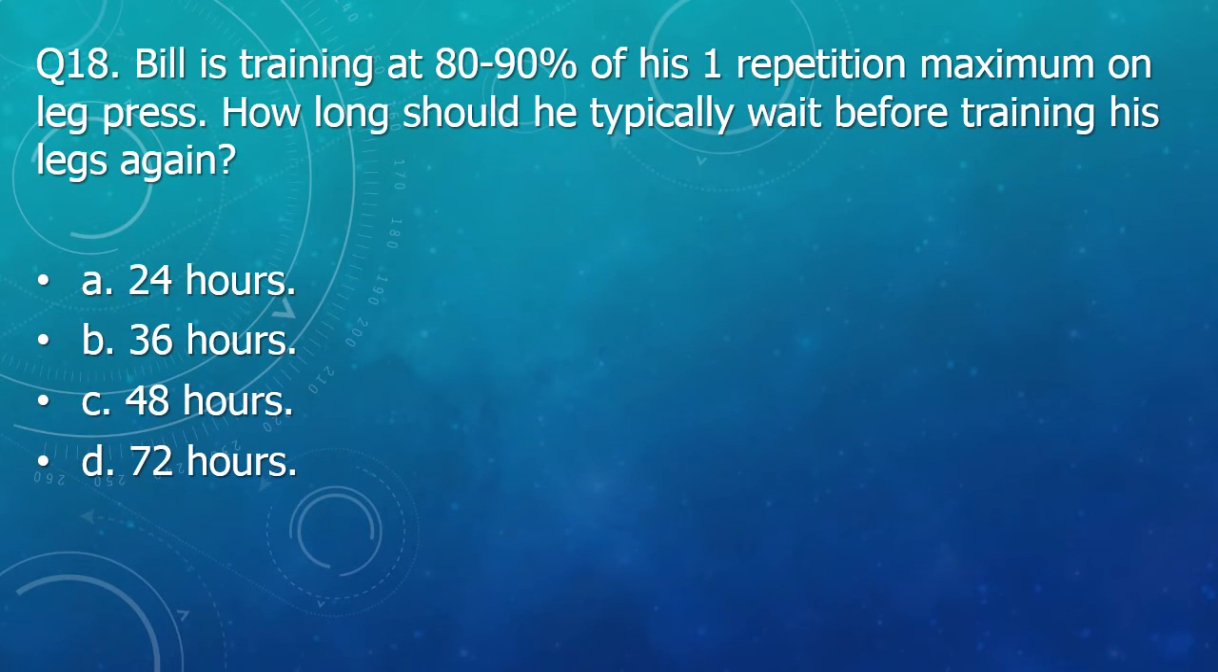Question 18. Bill is training at 80 to 90% of his 1 repetition maximum on leg press. How long should he typically wait before training his legs again? A. 24 hours. B. 36 hours. C. 48 hours. D. 72 hours. Question 18 answer, D. 72 hours.